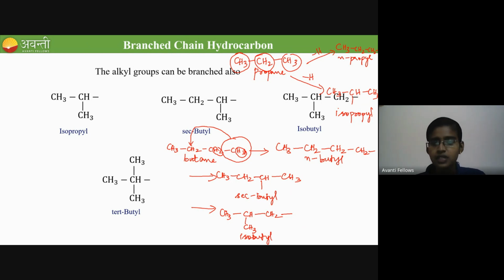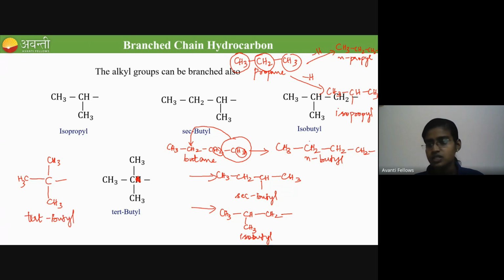And from the same butane, in the tertiary butyl structure, you should not have this hydrogen. So how to get the tertiary butyl? Take one carbon and attach 3 methyl groups to it. So you will get tertiary butyl, which you can see on the screen.